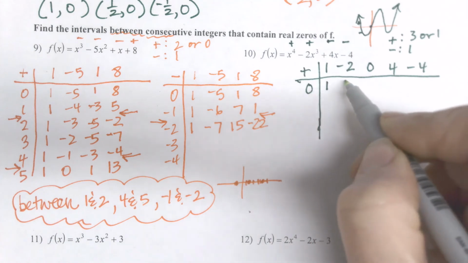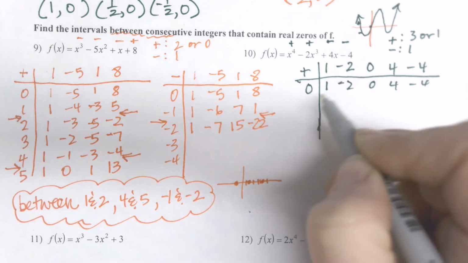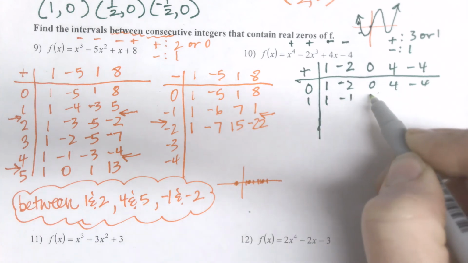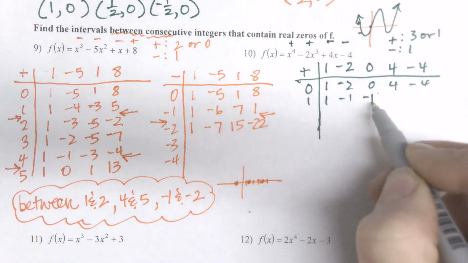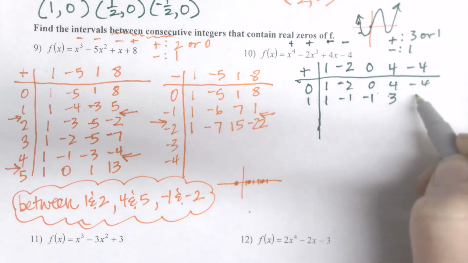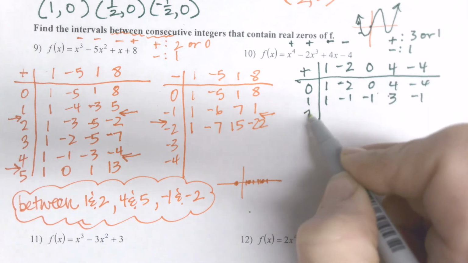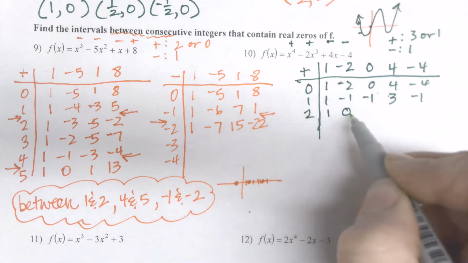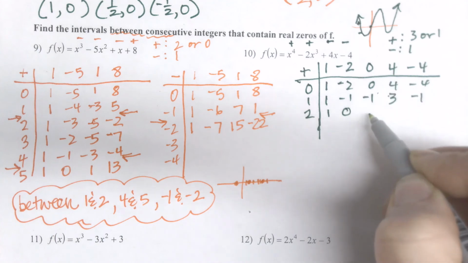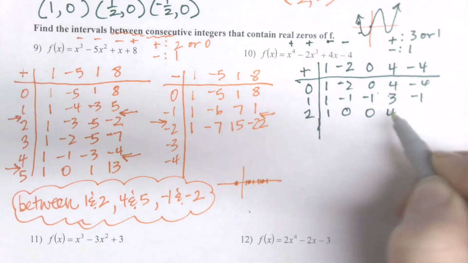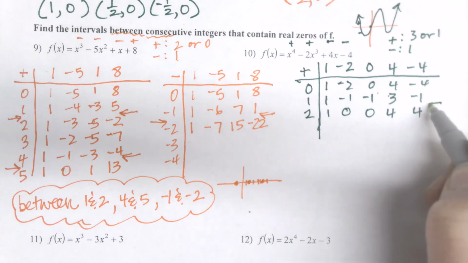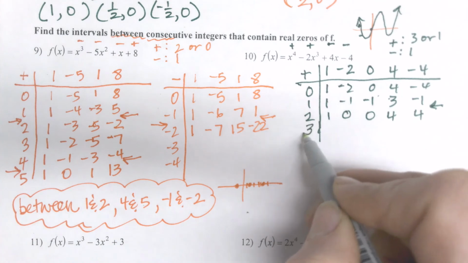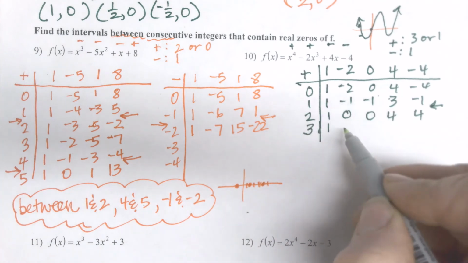So I'll go through and bring my values down for 0, and I'll keep going through. 1, multiply and add, multiply and add, multiply and add, multiply and add. Put in my next one, multiply and add, multiply and add, multiply and add, multiply and add. I found my first positive 0. I am going to continue to work through this.